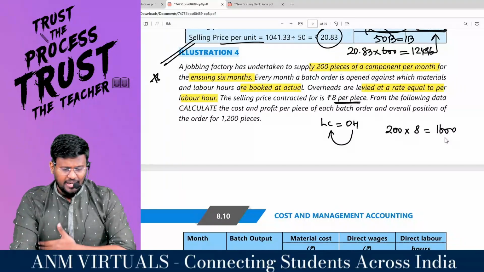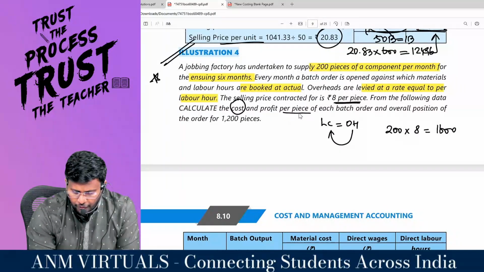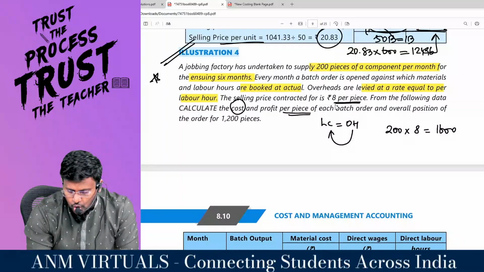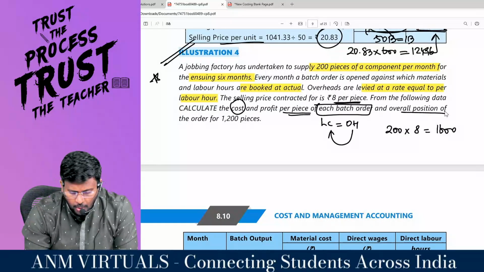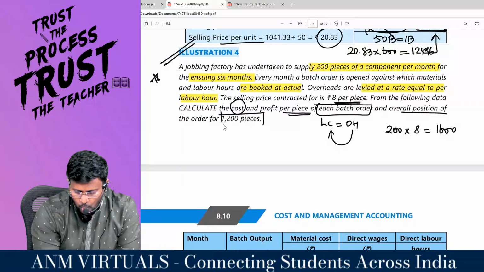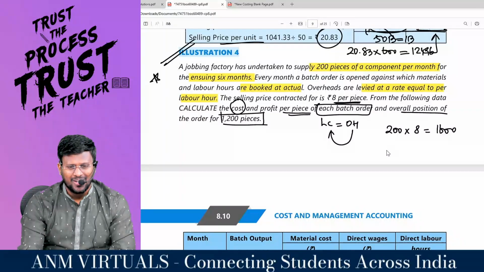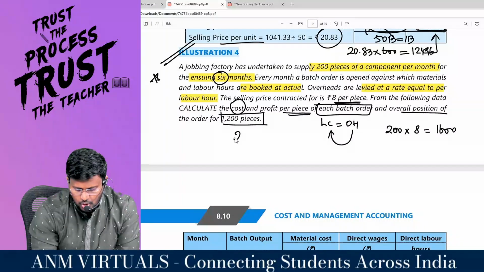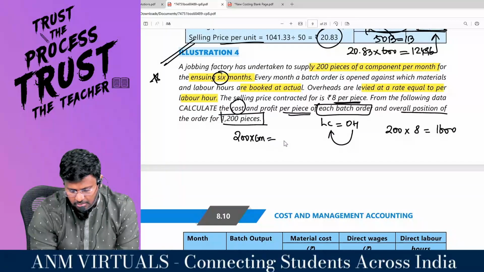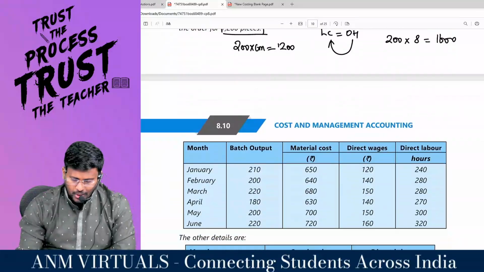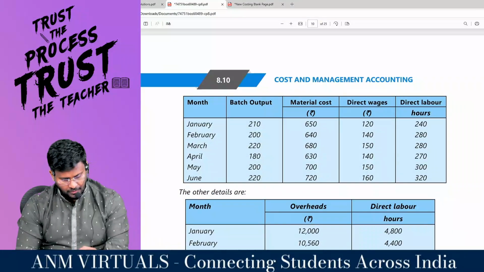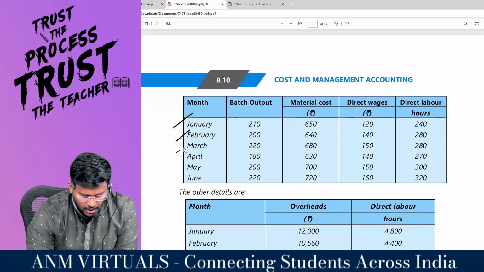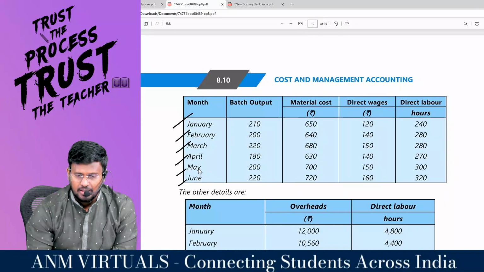From the following data, calculate the cost and profit per piece of each batch order and the overall position of the order for 1200 pieces. Why 1200 pieces? Six months they are going to supply, every month 200 pieces, so 200 into 6 months comes to 1200. Look at the data: January, February, March, April, May, June. 6 months are there.